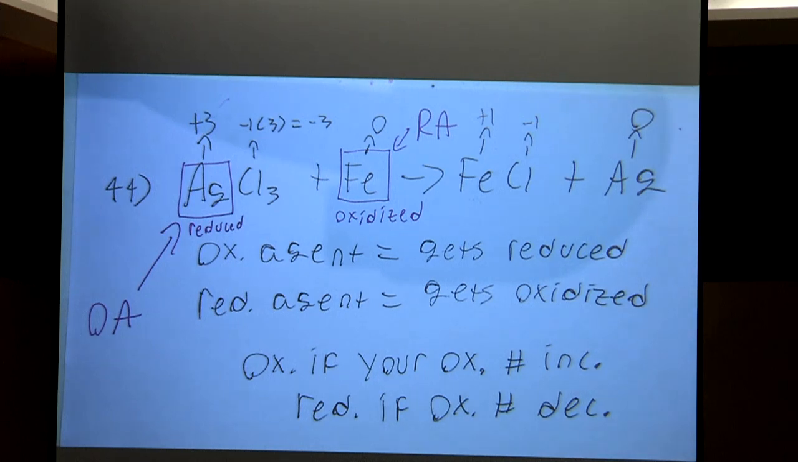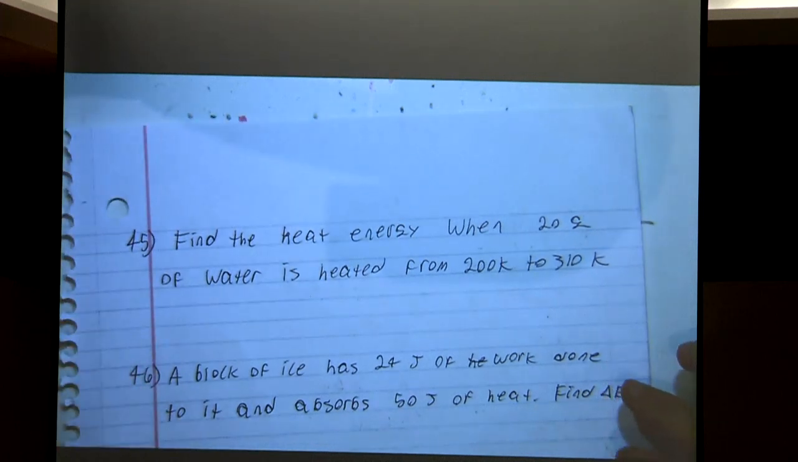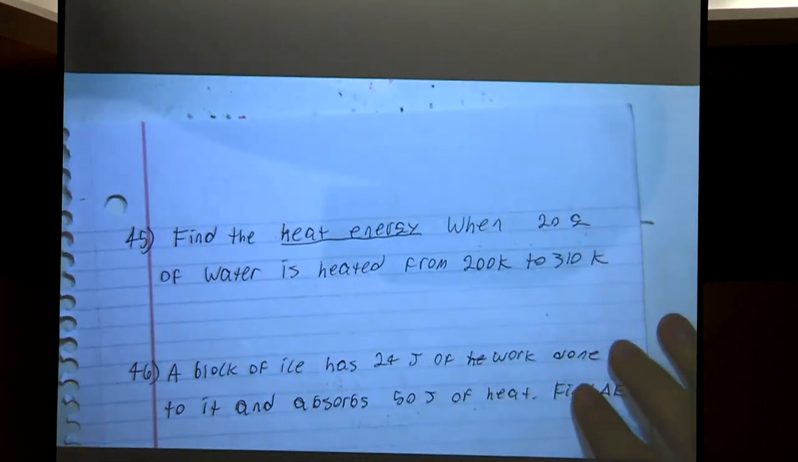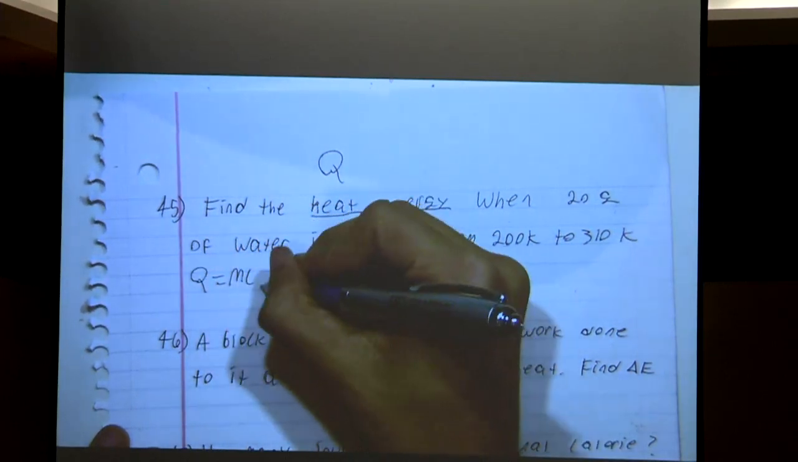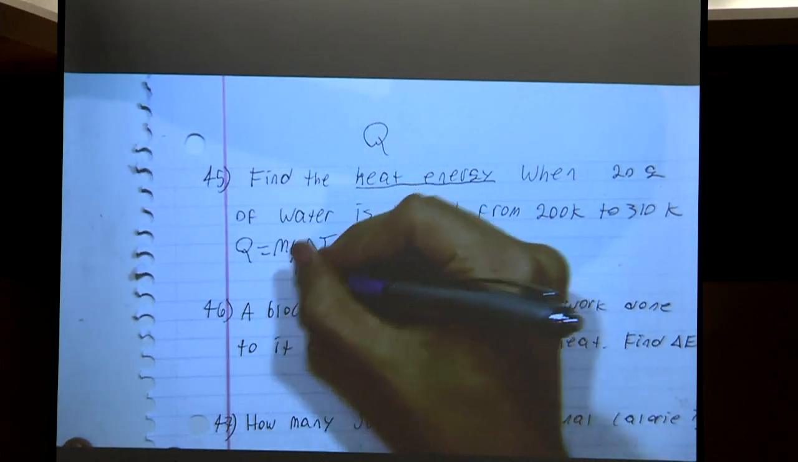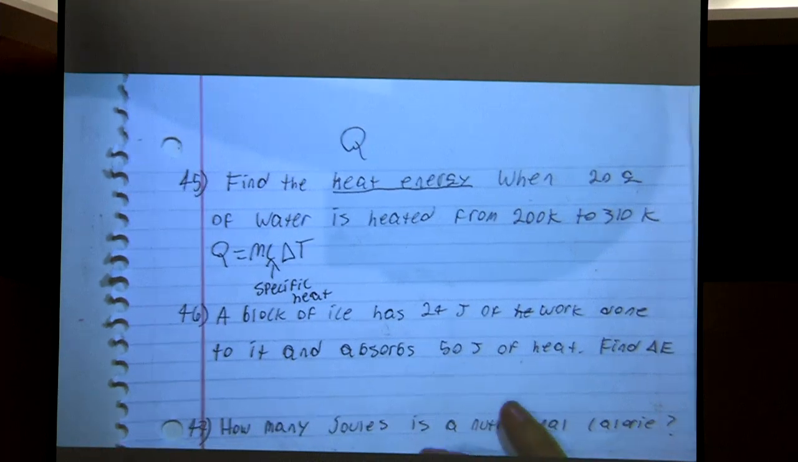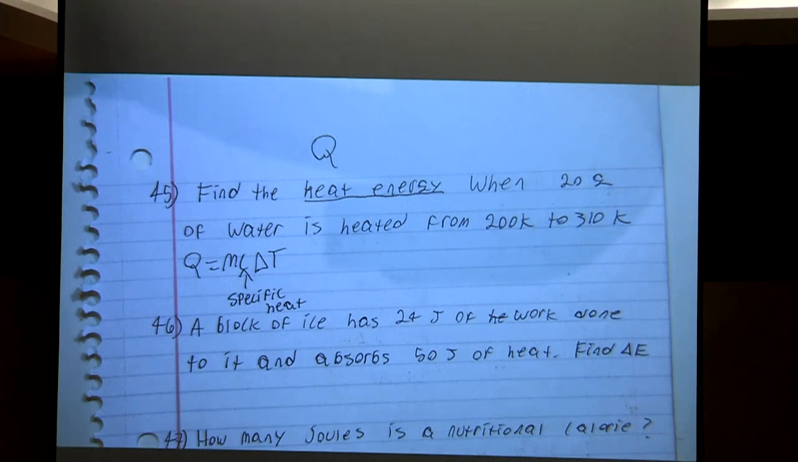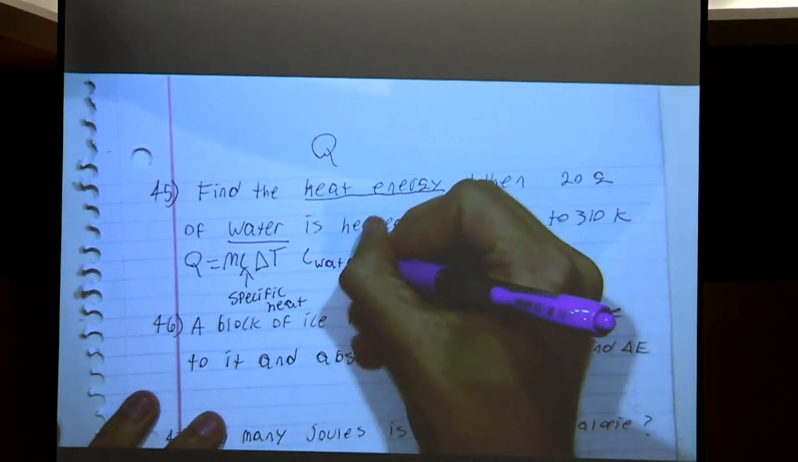Moving on to the last page. Find the heat energy when 20 grams of water is heated from 200 Kelvin to 310 Kelvin. What formula do we have to use to solve this problem? MCAT, good. Q equals MC delta T, where M is mass, C is specific heat.